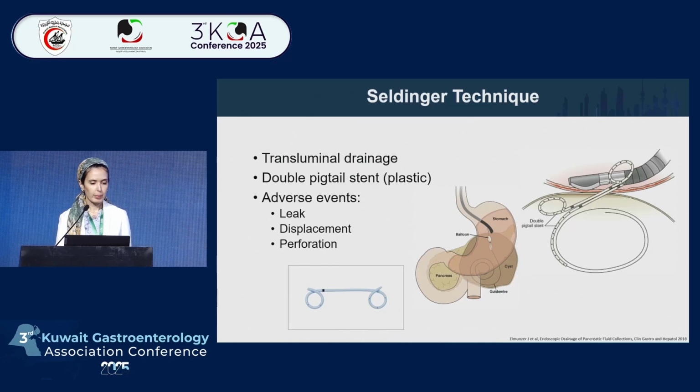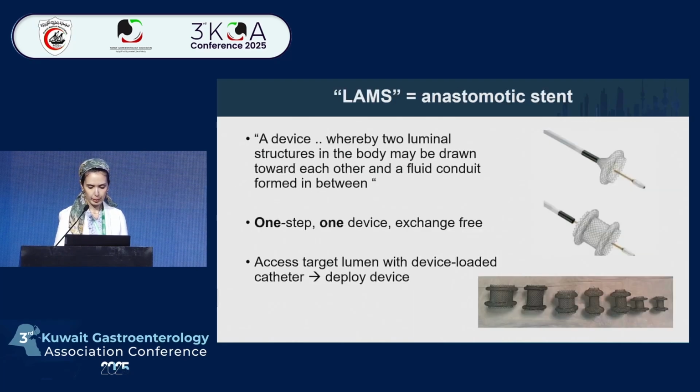So in the past, the go-to method for transmural drainage was actually plastic double pigtail stents, as you can see in this picture. And this is the Seldinger technique, which is used for vascular access as well. Basically, we use a plastic stent and place it over a guide wire through the collection using either an upper endoscope or EUS scope. So of course, this has a risk of leak, displacement, or perforation.